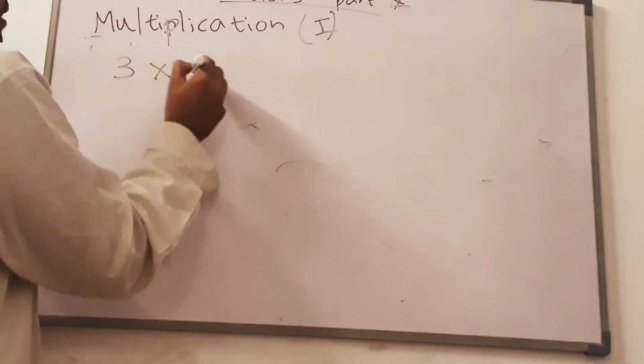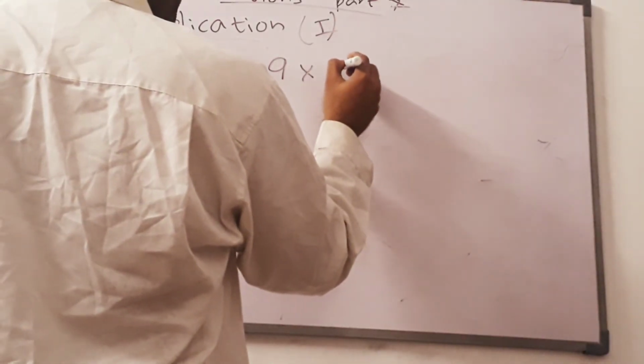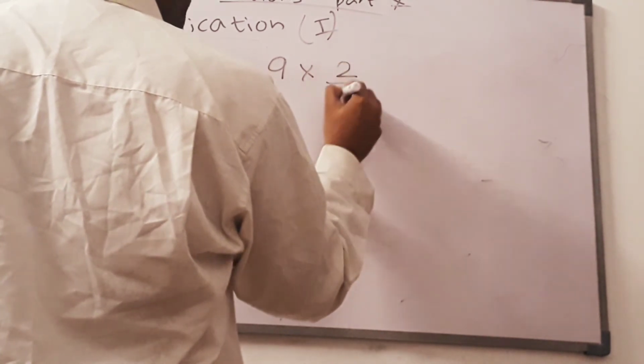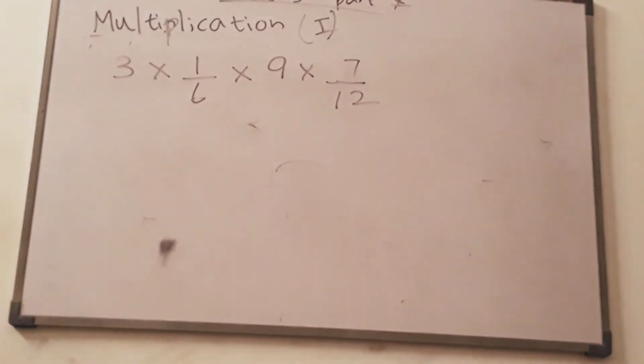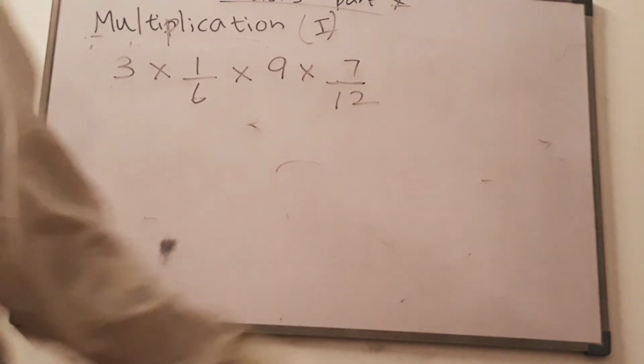3 times 1 over 6 times 9 times 7 over 12. Okay. We have to simplify the whole expression. There are 4 terms: 3, 1 over 6, 9, and 7 over 12. Okay, there are a couple of methods. Okay, we can simplify.